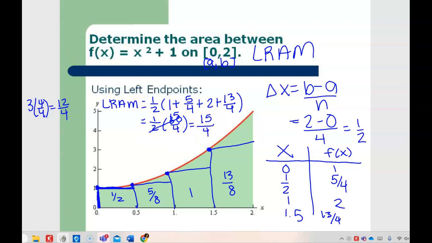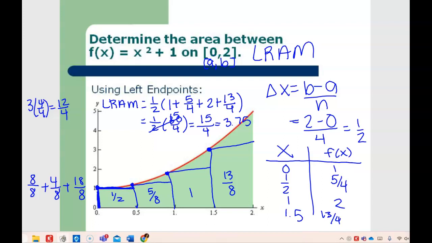Or 15/4 or 3.75. So all of these areas add up to 3.75. And if you added these together, again, 13 and 5 gave you 18/8, and then add in your 1 and your 1/2. So that's 8/8 plus 4/8 plus 18/8. And you would have seen once again, 18 plus 8 gave you 38, which also gave you 15/4.